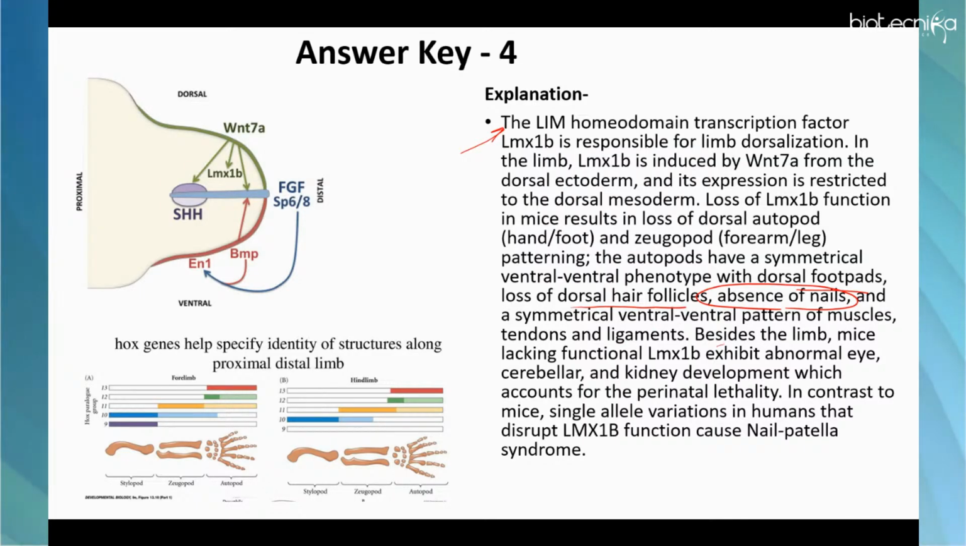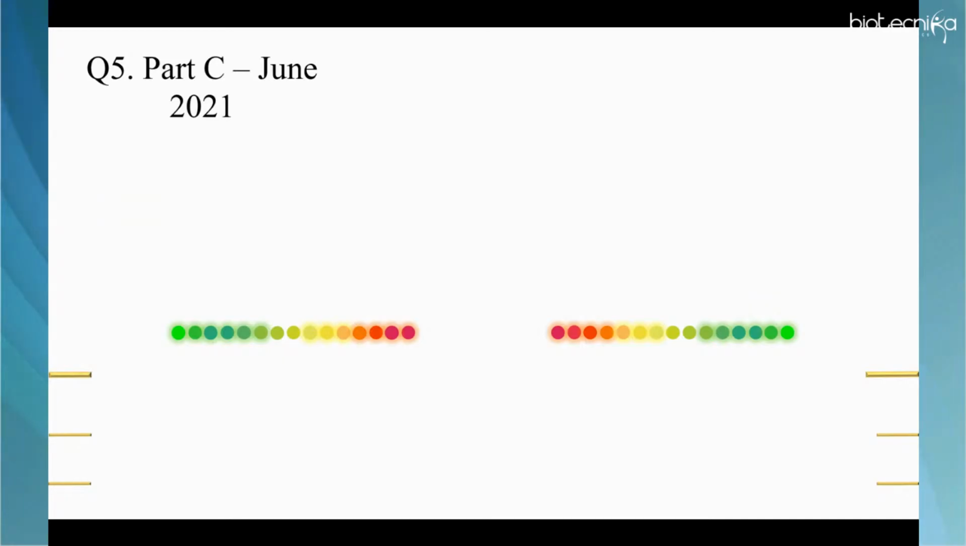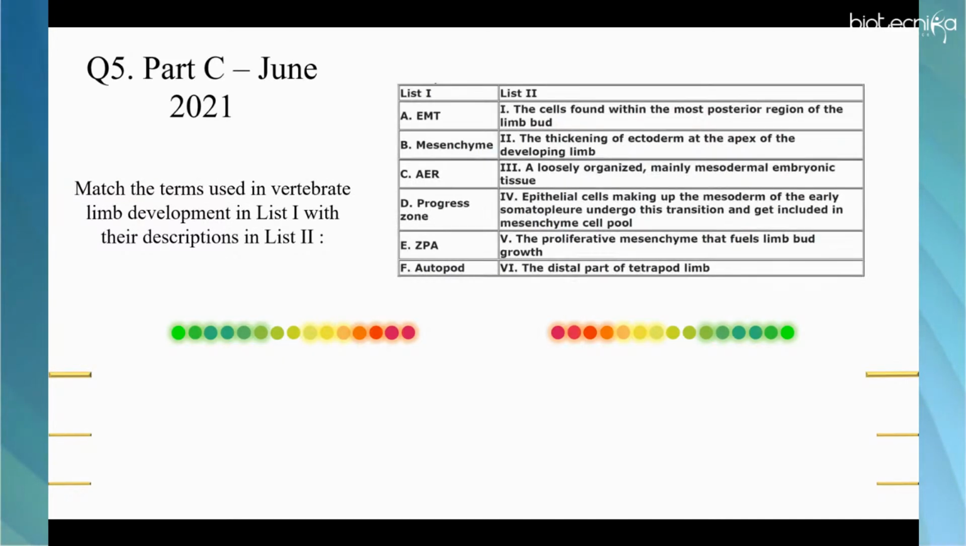So that's why, besides the limb, mice lacking functional LMX1B exhibit abnormal eye, cerebral and kidney development, which accounts for the prenatal lethality. Even before they are formed into adults, they will die. Okay. In contrast to mice, single allele variation in humans that disrupts LMX1B will cause nail patella syndrome. Right. Okay. Next question again on limb development.